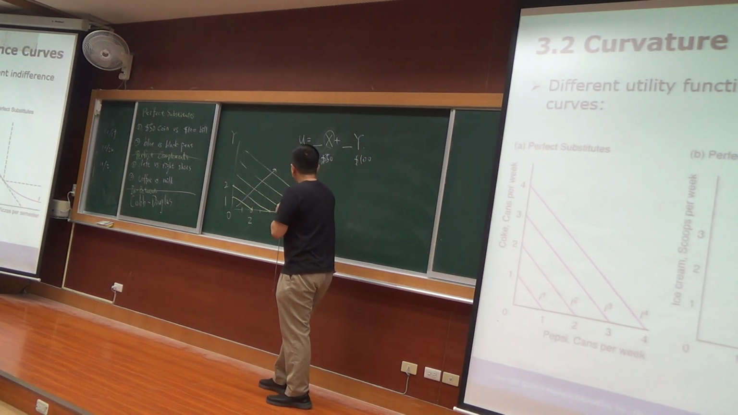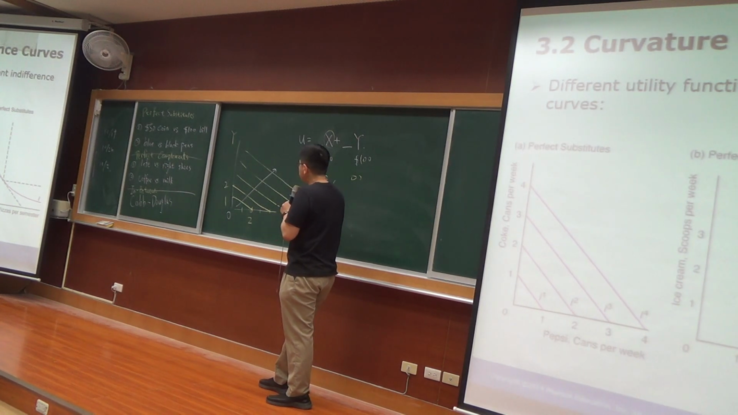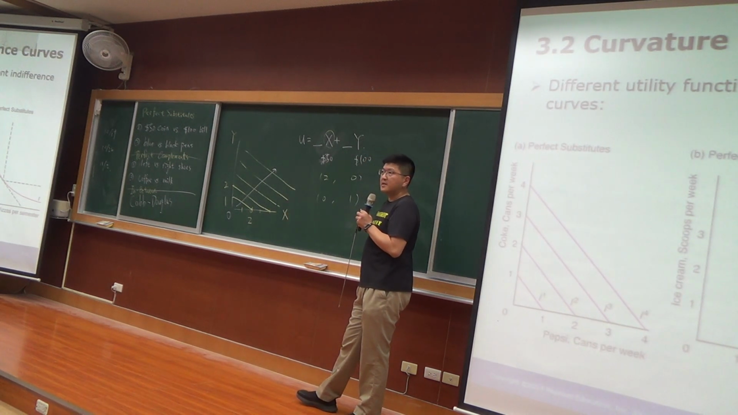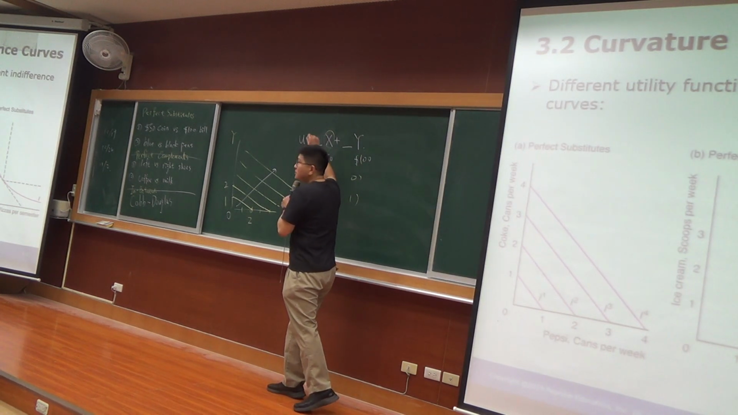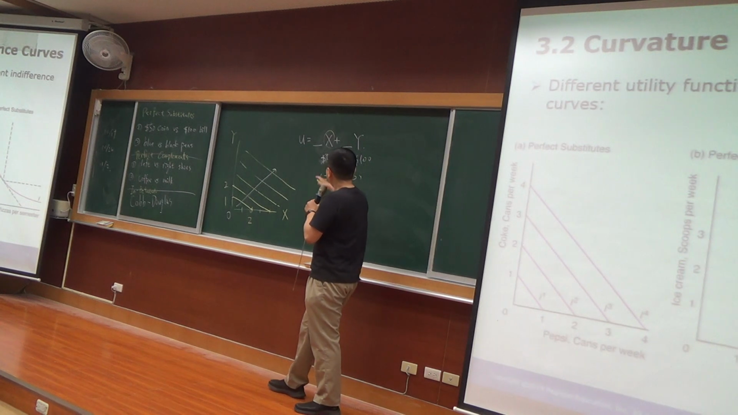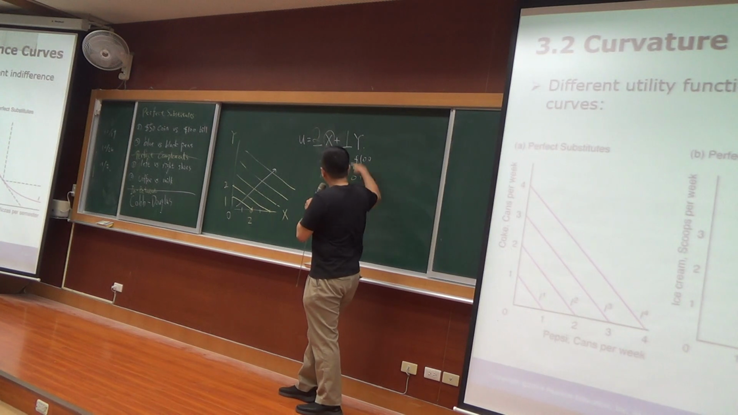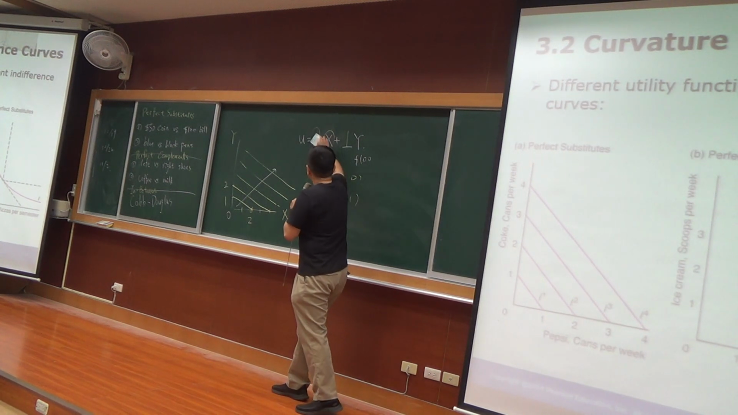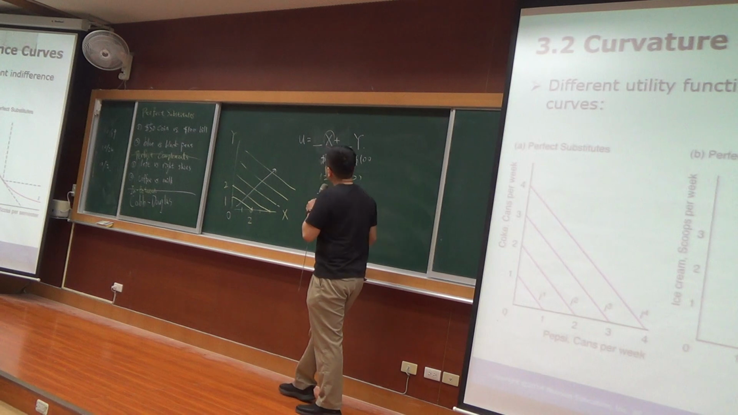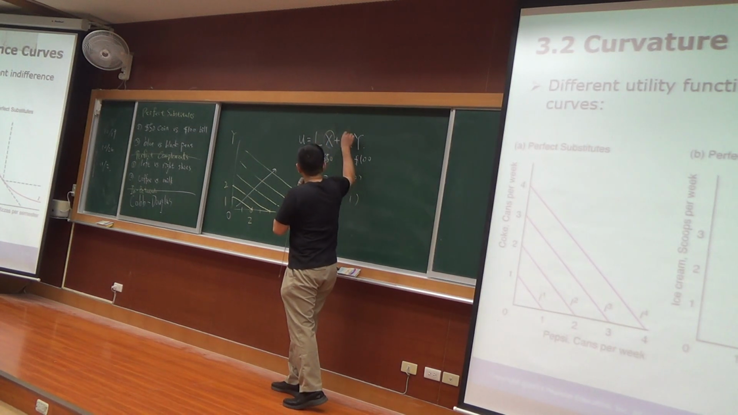What about 2, 0? It should give us the same result as 0, 1. Is that right? So it should be 2 to 1. If it is 2 to 1, then it will be 4 and it will be 1. Is that right? Alright, so it should be 1 to 2.